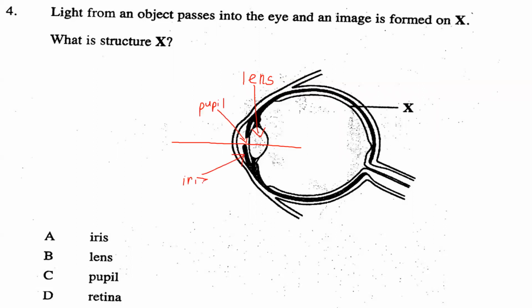The iris. So is any of these X? No, right? It's not the iris, it's not the lens, it's not the pupil. So what's the answer? The answer is the retina. Very good. The retina. Good.